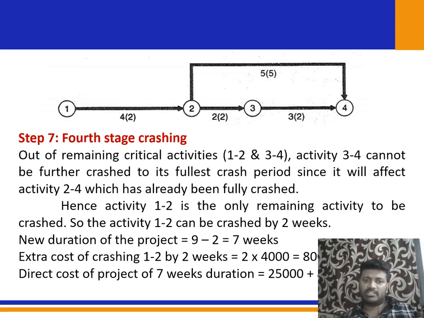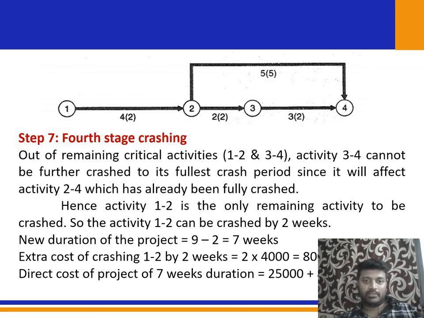So the fourth stage of crashing, that is step 7. Out of remaining critical activities, that is 1, 2 and 3, 4, activity 3 and 4 cannot be further crashed to the fullest crash period, since it will affect the activity 2 and 4, which has already been fully crashed. So like I said, it is already crashed fully, okay? We cannot crash again and again, okay? Because there is no duration left to be crashed, okay?